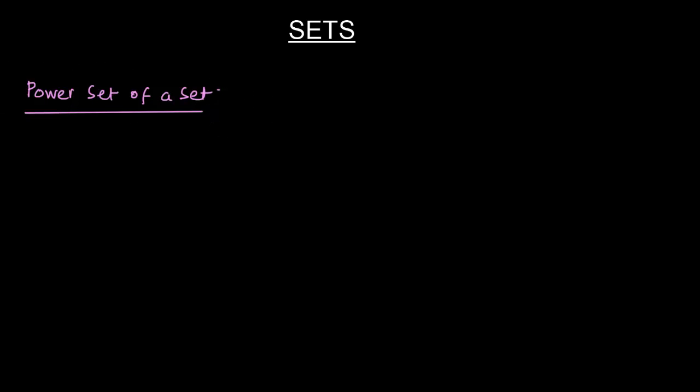So let us say I have a set which has two elements, say 1 and 2. Now, how many subsets of this can be formed? Okay, how many subsets? 4. So {1} is a subset. Okay, {2} is a subset.